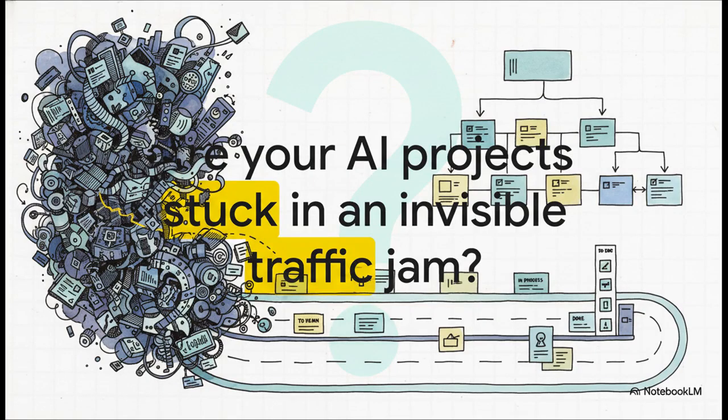So, does this whole scene feel a little too familiar? You've got a brilliant team of data scientists. They're all working their tails off, but progress just feels stuck. It's almost impossible to see what's actually getting done, and it feels like everything is priority number one. Your AI projects are basically stuck in a giant, invisible traffic jam.